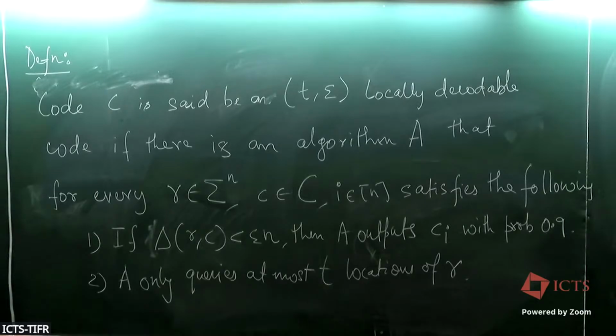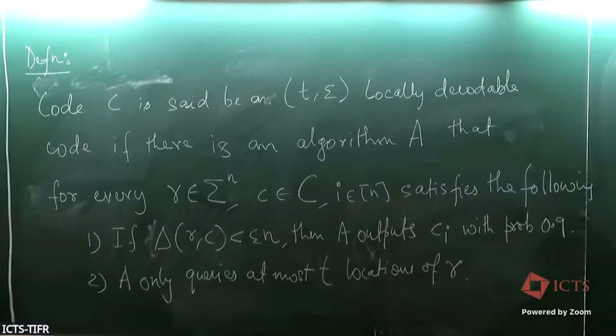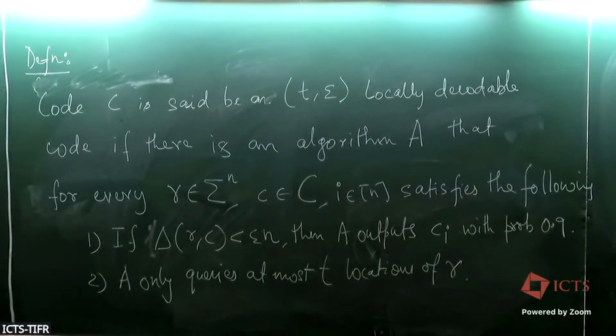And you should typically think of T as being much, much smaller than n. There are various regimes of parameters. We'll see some constructions. You could think of T as being little o of n, certainly, but you could also think of T as being constant. So T is a constant independent of n, and we are looking for objects like this. Is the definition okay?